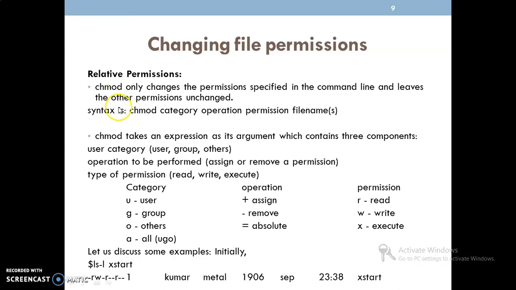The syntax for this relative permission, just we can observe here. That is the command chmod. Category is nothing but, just we can go through here, the category might be user, group, and others. Or if I take a as a character, then it indicates all three categories will be taken automatically. Next, operation. Operation is nothing but if I take the plus, then we are assigning. Minus means we are removing. Then equal to, then it is absolute here. Then permission here. Permission might be read, write, and execute. Then finally file name is nothing but the name of the file here.